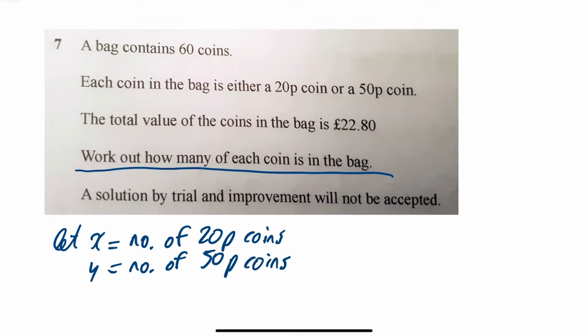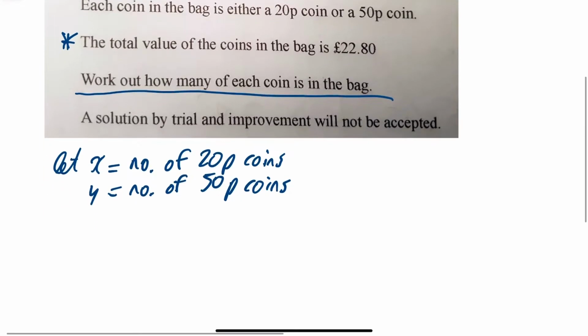Now the second equation, the first equation is the one people miss, so I'll come back to it. The second equation is the easier one to spot, and people miss what really should be the easier of the two equations. So the second equation comes from the total value of the coins.